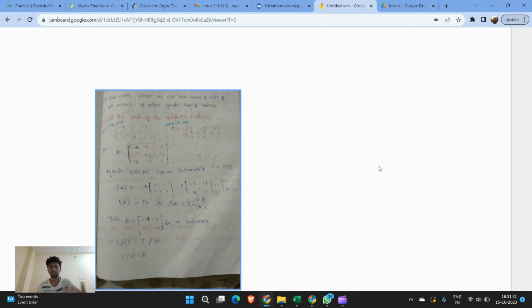Like unique solution, infinitely many solutions, no solution. Those kinds of things can be determined using the rank of a matrix. So that's why we have to learn how to find the rank of a matrix.